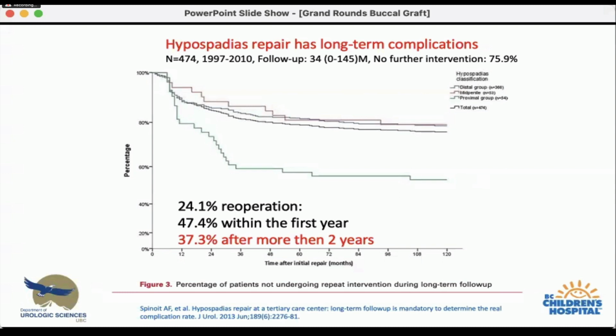So hypospadias repairs have long-term complications. This study, published in 2013 in Belgium, included more than 400 patients with a mean follow-up of 34 months. They documented that 24% of these patients required a reoperation. And from these, almost 40% of them required a reoperation after more than 2 years of follow-up. So yes, it is important to follow these patients lifelong.